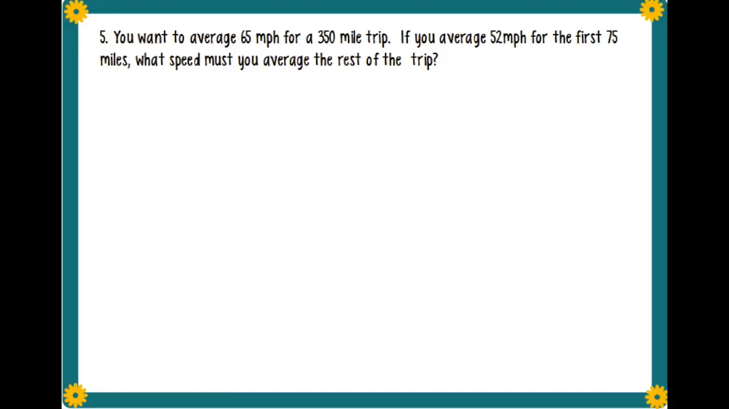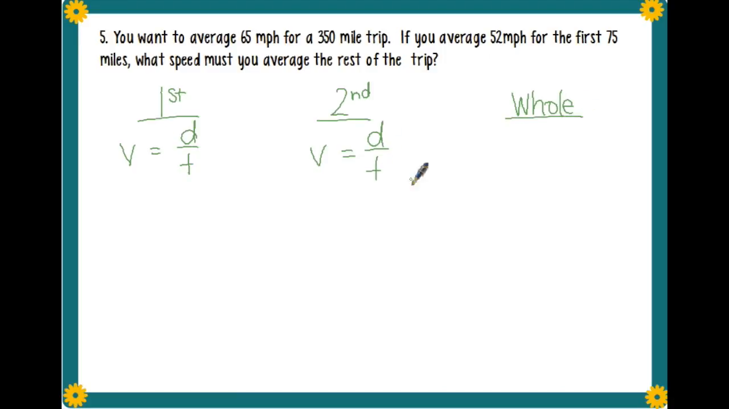You want to average 65 miles per hour for a 350-mile trip. If you average 52 for the first 75 miles, what speed must you average the rest of the trip? Another trip problem. Set up the structure. 65 for a 350-mile trip. That's the whole trip. So that miles per hour, that's the velocity of the whole trip. 350 miles, that's the distance for the whole trip.